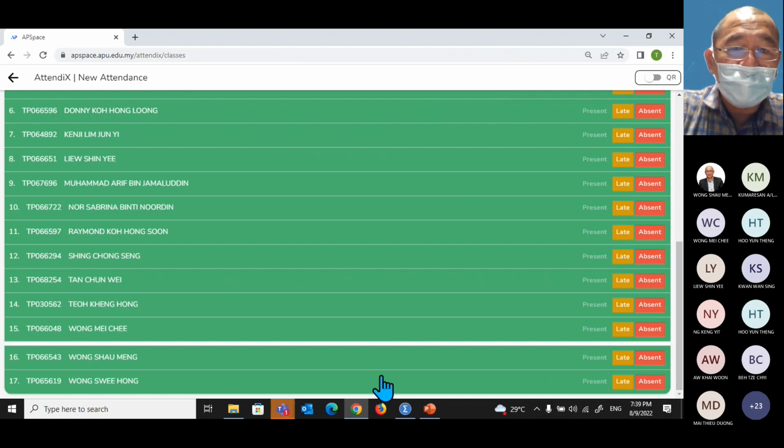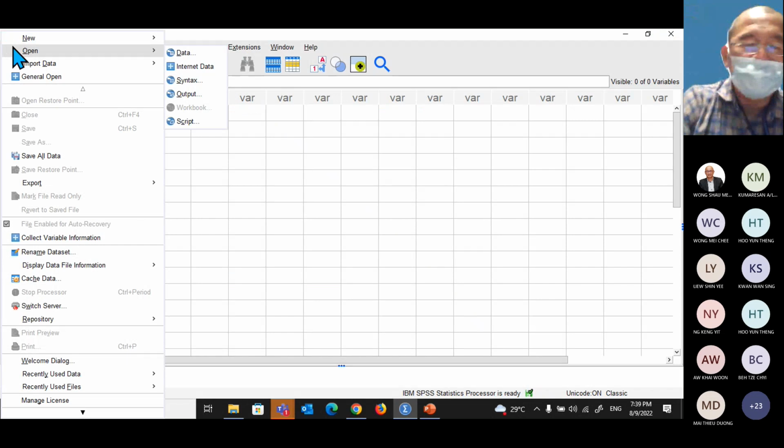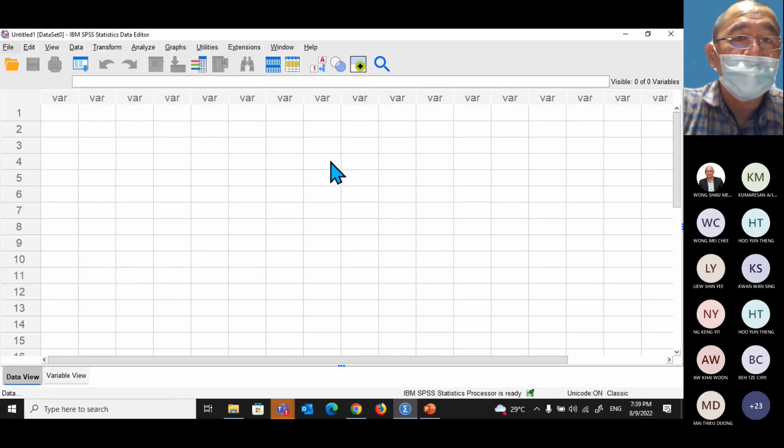So now we see the same data set. We do data analysis. Now, I mean data analysis for the factor analysis. So we use the same data set now.